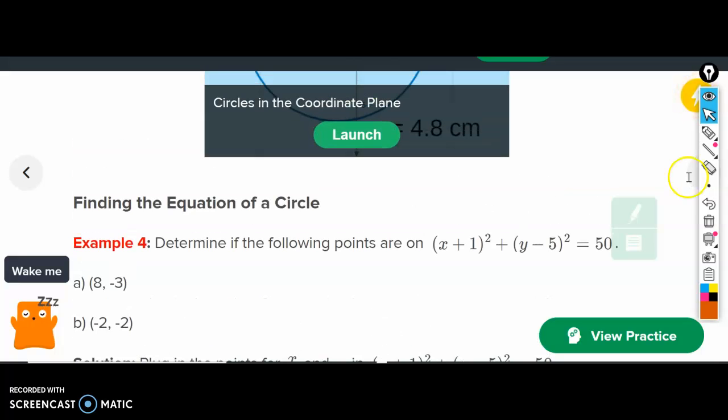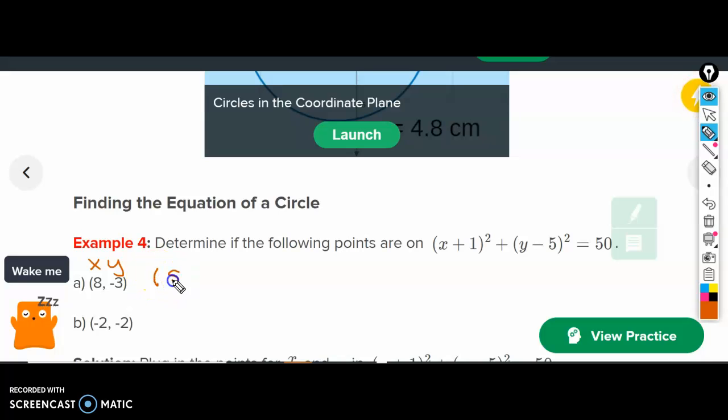Determine if the following points are on (x plus 1) squared plus (y minus 5) squared equals 50. So these are the x, y points. You want to see if these points are on the circle. So you're just going to substitute them in. And if it equals 50, then it's on the circle. If it's not, then it's not on the circle.